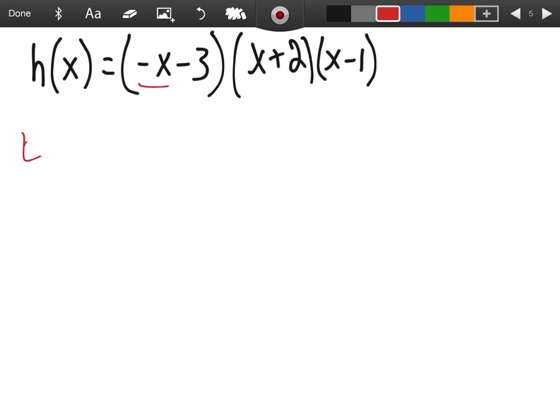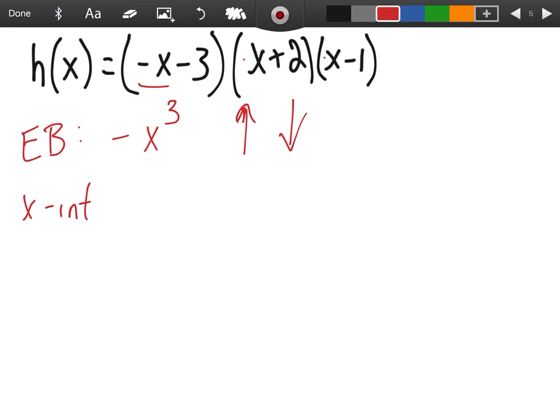Well, starting with end behavior, my degree is still going to be the third degree. It's x cubed. But now it's a negative x times a positive x times a positive x, which is going to give us a negative x cubed. So now instead of the left arrow pointing down, the left arrow will point up. And instead of the right arrow pointing up, now my right arrow will point down.